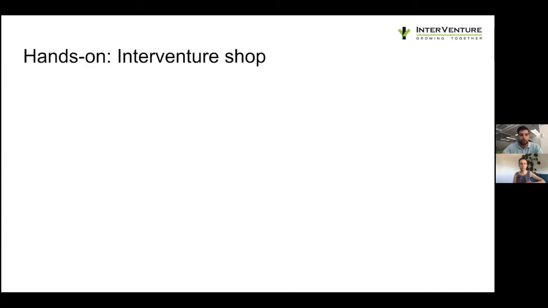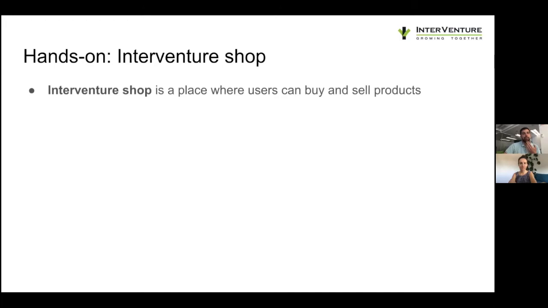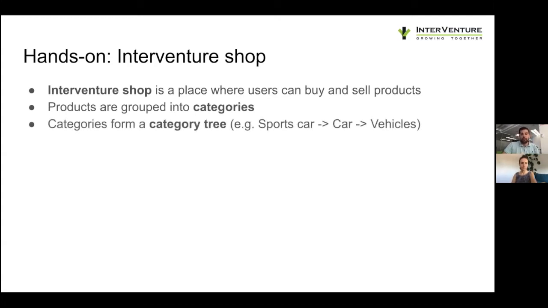So now we come to the second part of this webinar, which is the hands-on. Since I'm not really allowed to share details of the implementation in the Ricardo shop, we're going to build together an InterVenture shop, or at least the database for the InterVenture shop. So how is it going to look? The InterVenture shop is a place where users, primarily the employees of InterVenture, can buy and sell products. Products are grouped into categories. Categories form a category tree.